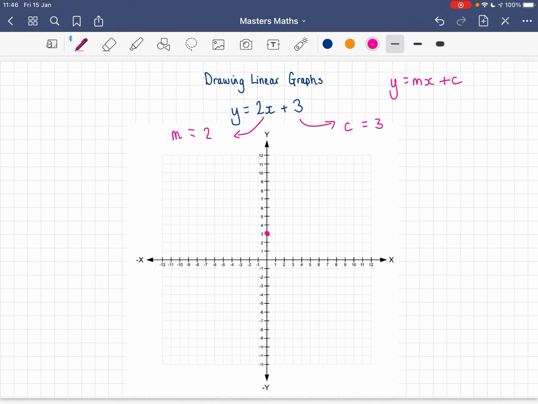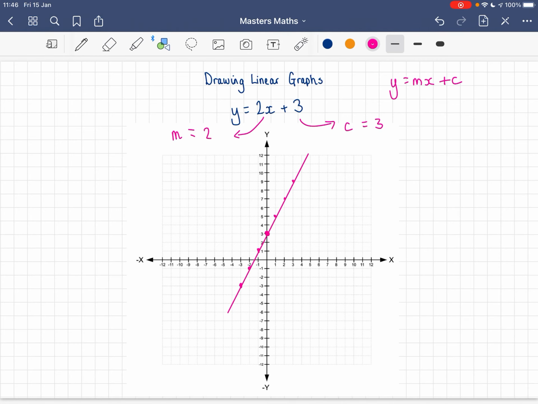If my gradient is 2, that means for every 1 square I go along, I have to go up 2. And I would plot a few of those, so along 1, up 2 brings me to there, and then just do a few more just to start to get a line. If you wanted to go back the other way as well, you'd obviously have to do the opposite. So instead of going along 1 to the right and up 2, you're going back 1 to the left and down 2. So your next points would be here and then there. And again, do a few of those until you start to see the pattern forming and the straight line forming. So your graph, when you join it up, looks like this.